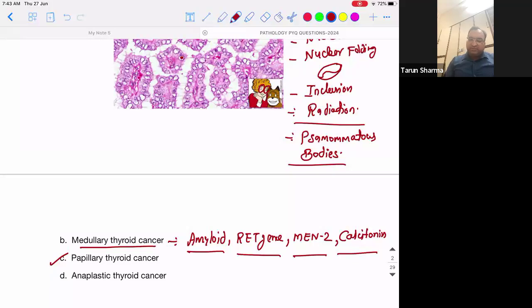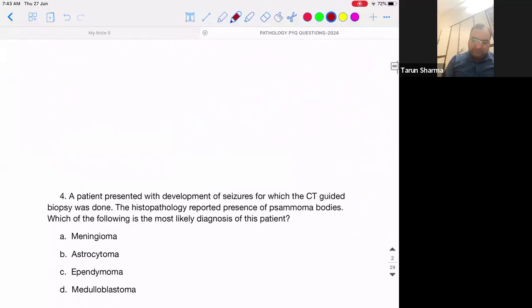I think these are the important things you must know about thyroid cancer. Thyroid cancers are very important and very common cancers. That's why these questions are particularly commonly asked in your exams. Let's see the next question.